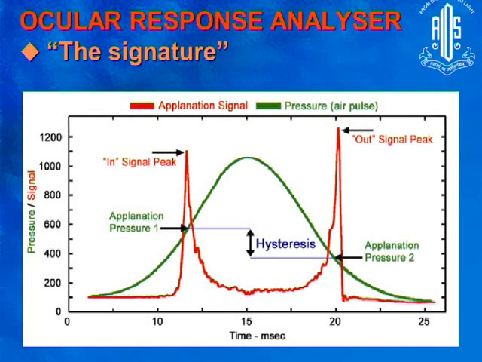So now we will be able to understand the signature much better. There is the first pressure wave, which is an in signal peak. The second pressure wave, which is the peak of the out signal. The difference between the two gives us the corneal hysteresis. The average between the two gives us the Goldmann correlated intraocular pressure.